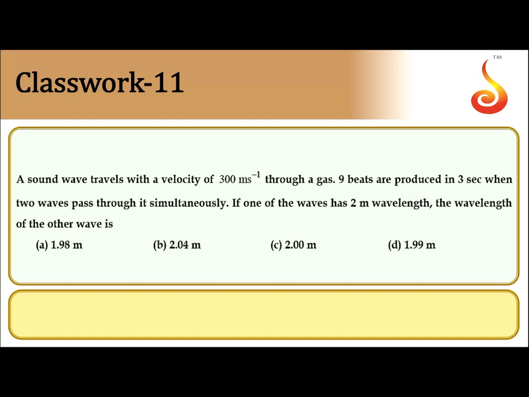Example 11. A sound wave travels with a velocity of 300 meters per second through a gas. 9 beats are produced in 3 seconds when 2 waves pass through it simultaneously. If one of the waves has 2 meter wavelength, the wavelength of the other wave is. Okay. Simple idea.